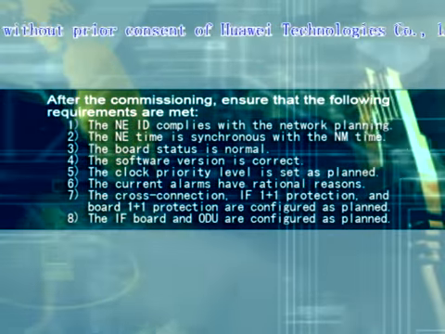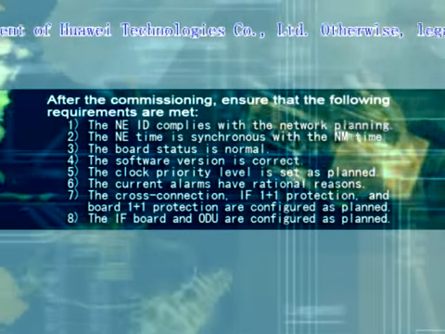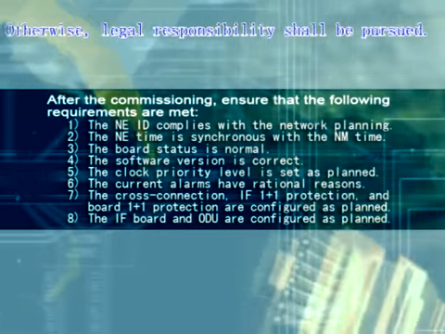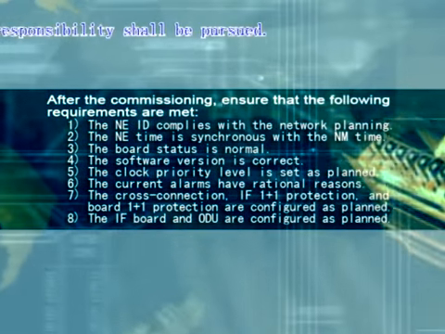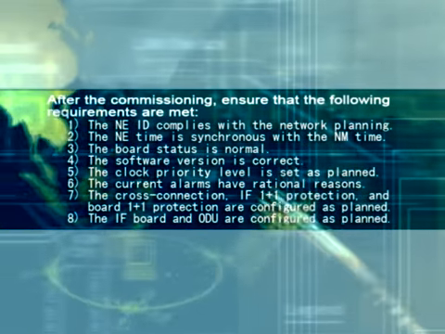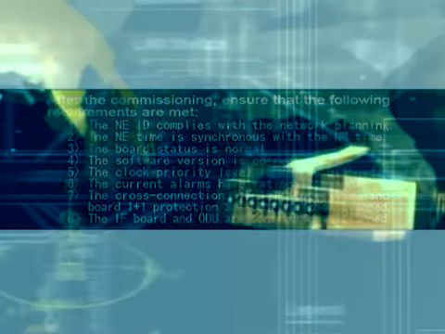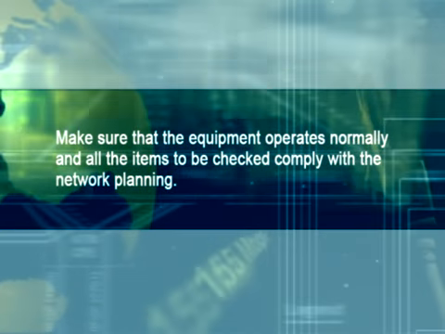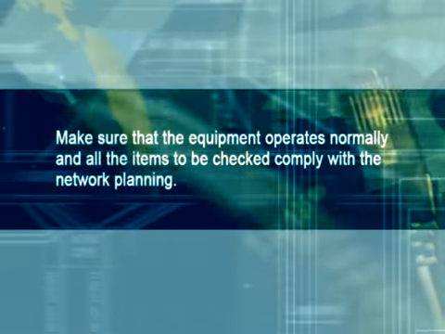6. The current alarms have rational reasons. 7. The cross-connection, IF 1+1 protection, and board 1+1 protection are configured as planned. 8. The IF board and ODU are configured as planned. Make sure that the equipment operates normally and all the items to be checked comply with the network planning.